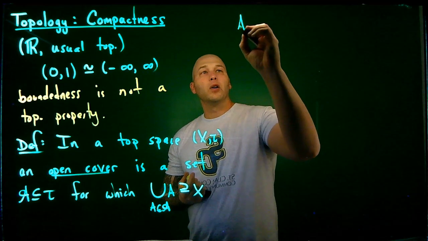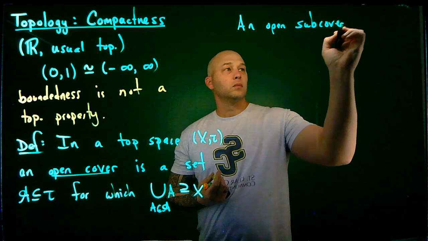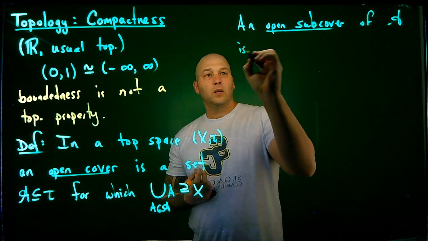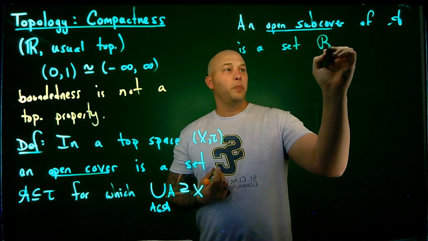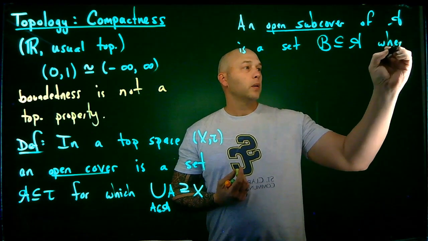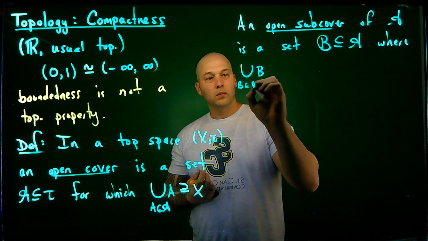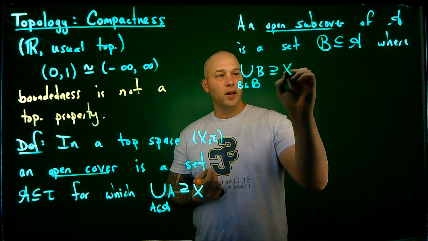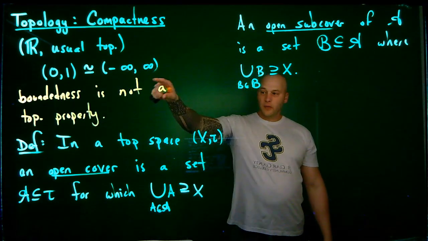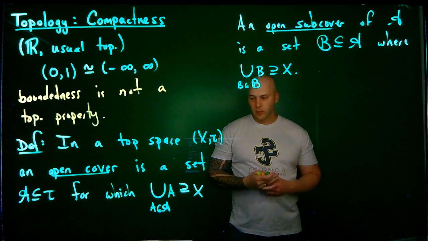An open subcover of A is a set B, which is contained in A, where the union of all the elements of B also contains X. Said differently, it's a subcollection of the open cover, which is also a cover itself. Okay? So that's what we mean by an open subcover.